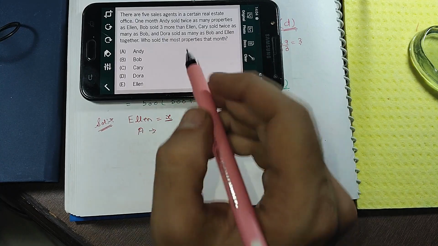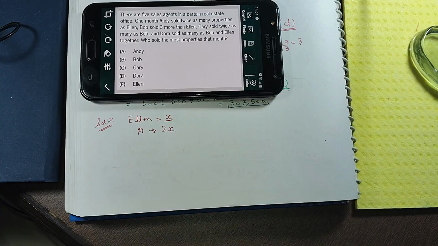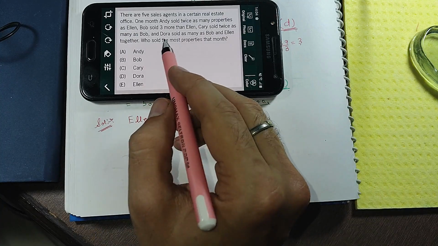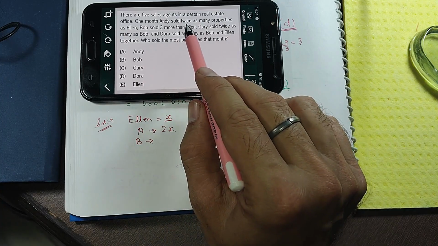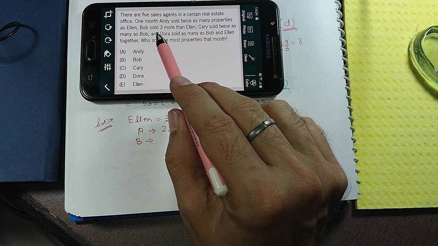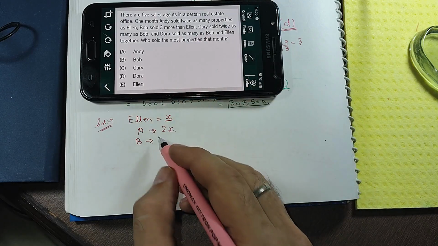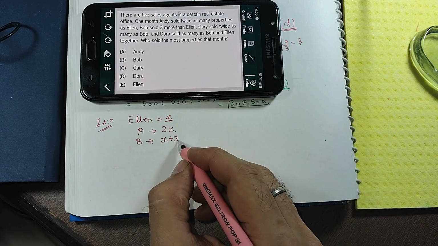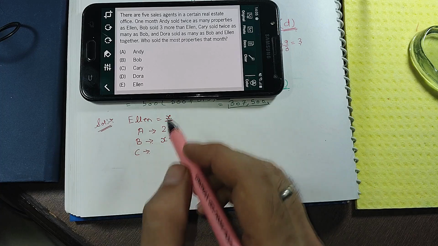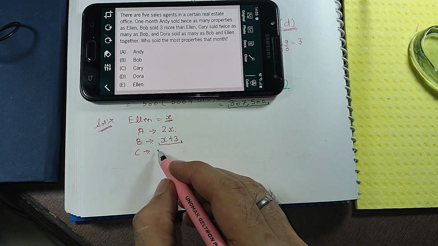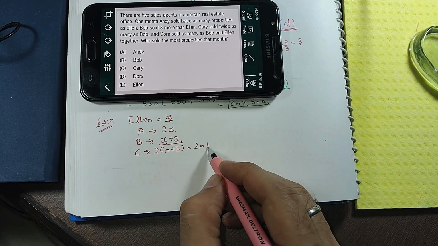So Andy sold twice as many properties as Ellen. So Andy sold twice of X, right? Now Bob sold 3 more than Ellen. So there is a difference between these two things. Sold twice means multiplied by X, and Bob sold 3 more than Ellen, so that is addition. So that will be X plus 3. Now Carrie sold twice as many as Bob. That means it must be multiplied by 2, the property sold by Bob. So this is 2x plus 6.